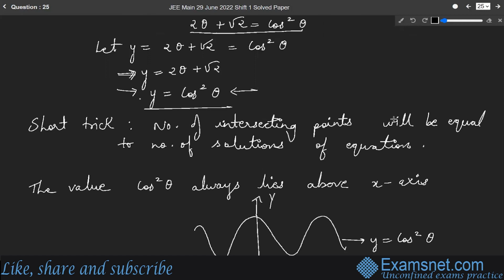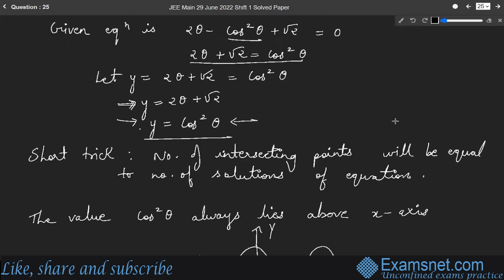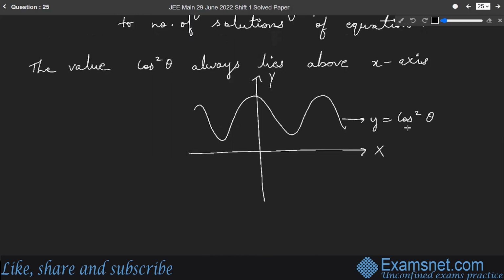We have made the curve for one value of y. Another value is y is equal to 2 theta plus root 2. We can see that this is in the form of the equation of a straight line. It means that for y is equal to 2 theta plus root 2, a straight line will be formed. So let us make a straight line here. The straight line will be somehow in this way. This will be the straight line. You can see that this is the straight line for y is equal to 2 theta plus under root 2, and this is the curve for y is equal to cos square theta.